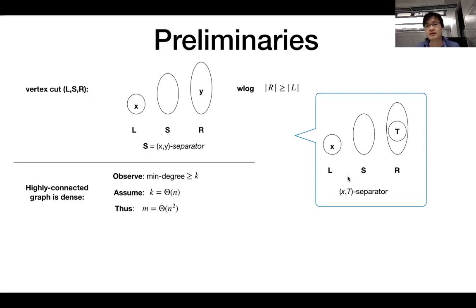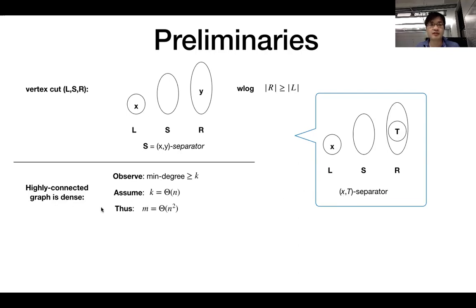I also define an X-T separator, where capital T is a subset. So S is an X-T separator if when I remove S, there is no path from X to any node in T. So that's what I mean by an X-T separator.